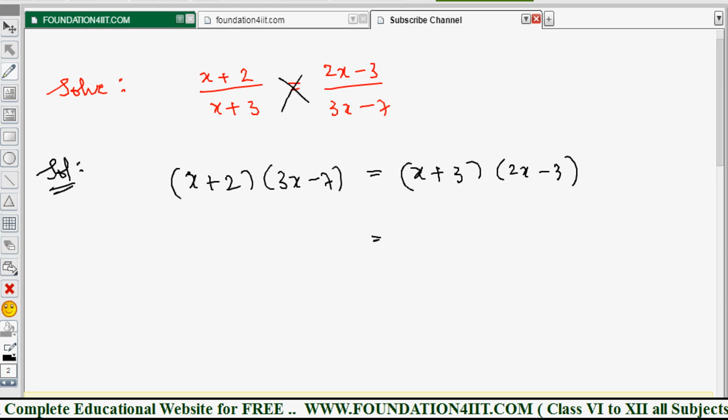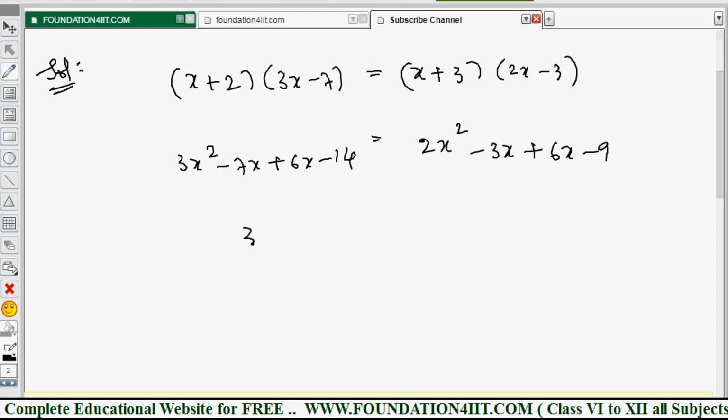Just take x and multiply with both terms. So x into 3x is 3x square and x into minus 7 is minus 7x. Again with 2 multiply these both terms, you already know this, 6x minus 14. And here also x into 2x is 2x square and x into minus 3 is minus 3x. Take the first term and multiply both, take the second term, again multiply both. So this is 6x minus 9. If you simplify more, 3x square minus x minus 14 is equal to 2x square plus 3x minus 9.